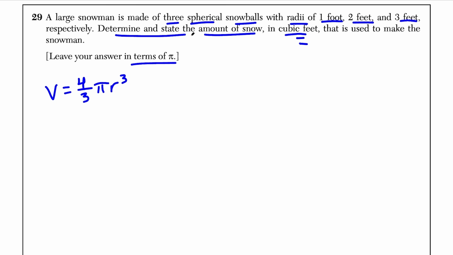And I know we're using this formula because the snowballs are spherical, and we're finding volume since we're talking about cubic feet. Okay, so here's the snowman over here. There's the head, there's the, I guess, the mid part here, like his chest and stomach, and then there's his legs down here like this.